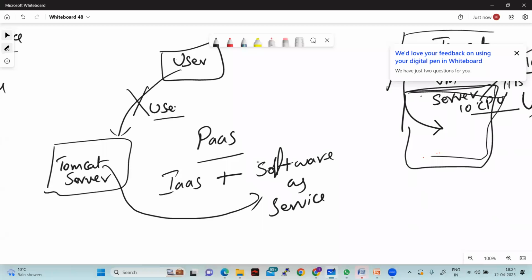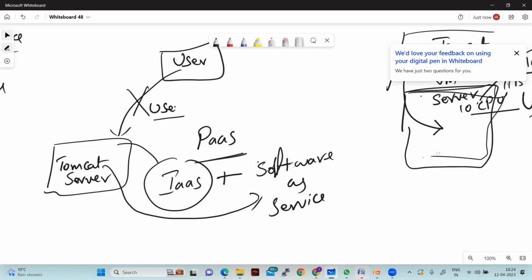So it means you also have the infrastructure. You have the VM, the CPU, the RAM and everything, and also you have got the software, the Tomcat server with license. That is the reason why this is called PaaS, Platform as a Service. So you can define PaaS as infrastructure as a service plus software as a service. You are also getting the software from this particular platform as a service.